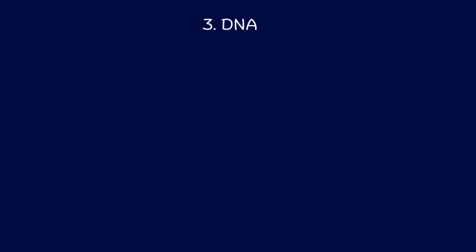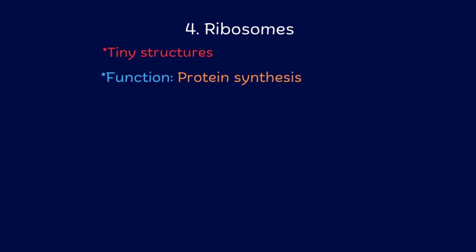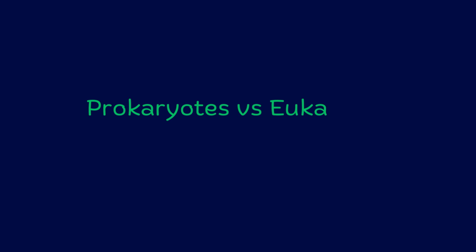Third, all cells contain DNA. DNA is the genetic material of the cell. It carries instructions that allow cells to grow, function, and reproduce, ensuring continuity of life. Finally, all cells have ribosomes. Ribosomes are tiny structures that make proteins. These proteins are essential for nearly everything a cell does. Now that we know what all cells have in common, let's take a closer look at the two main types of cells. We'll start with prokaryotic cells.